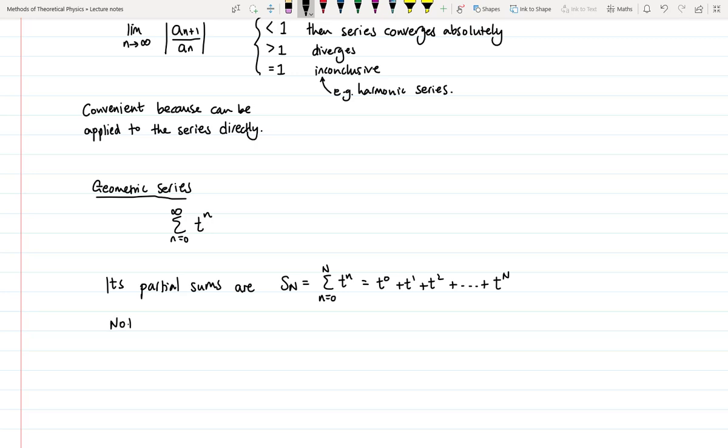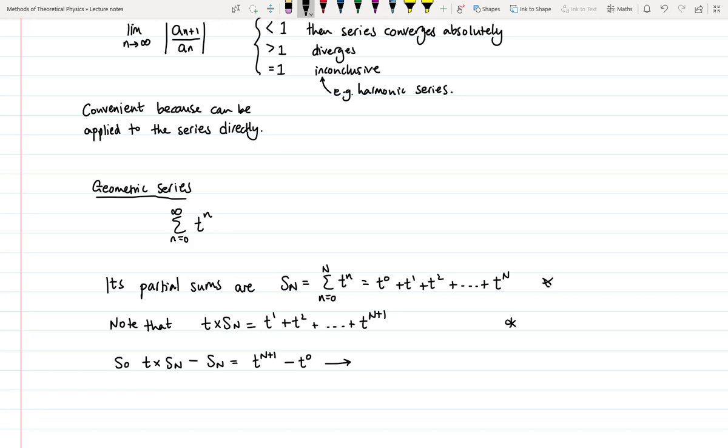Note that t times this partial sum gives you t to the 1 plus t squared all the way up to t to the n plus 1. So if we take t times the partial sum Sn and subtract Sn, then all of the common terms here and here cancel, and we're left with t to the n plus 1 minus t to the 0.